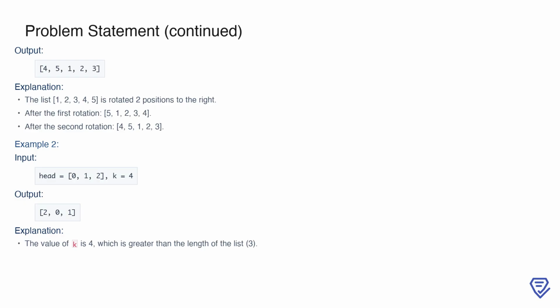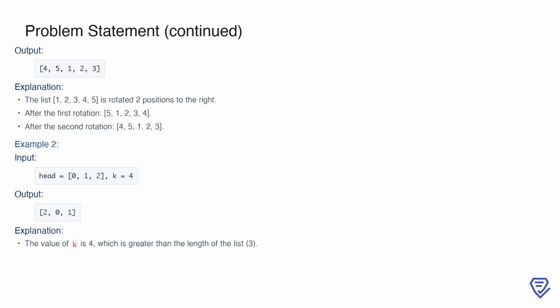Here's why. After the first rotation, the last element, 5, moves to the front, resulting in 5, 1, 2, 3, 4. After the second rotation, the new last element, 4, moves to the front, giving us 4, 5, 1, 2, 3.